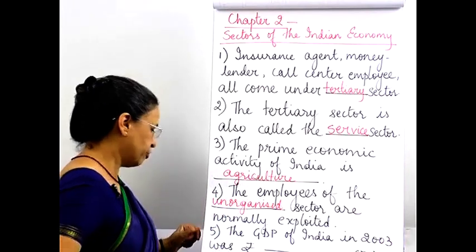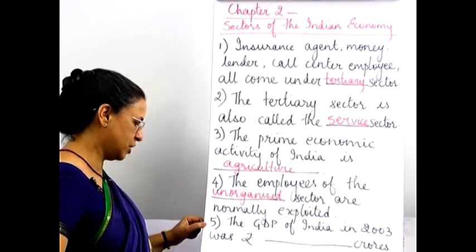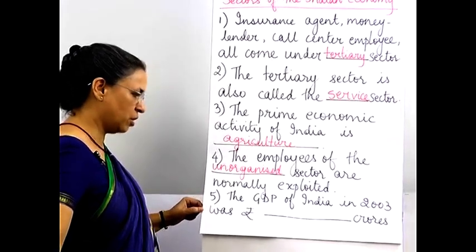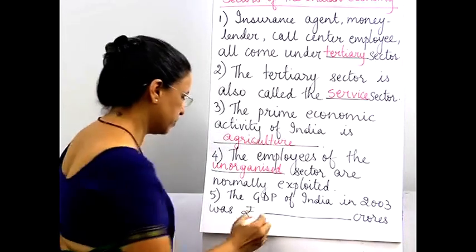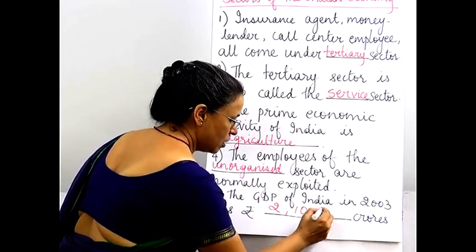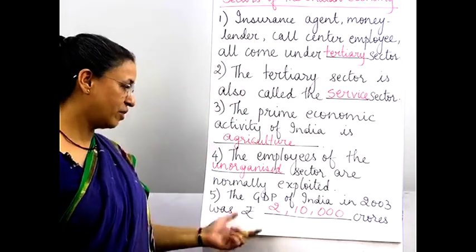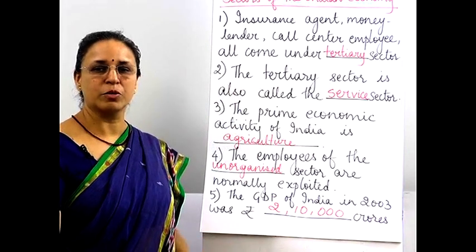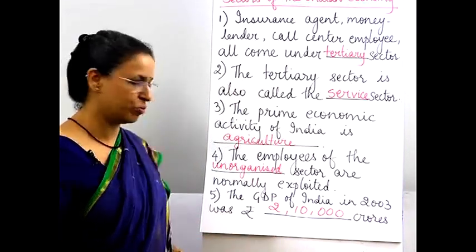Okay. The fifth one, the GDP or the gross domestic product of India in 2003 was how many crore rupees? So here you have 2,10,000 crore rupees. It sounds like a very nice number, but you know that the per capita income comes down because it gets divided by our huge population.